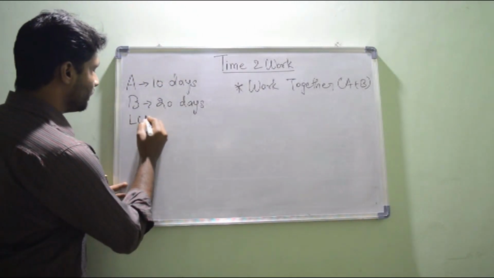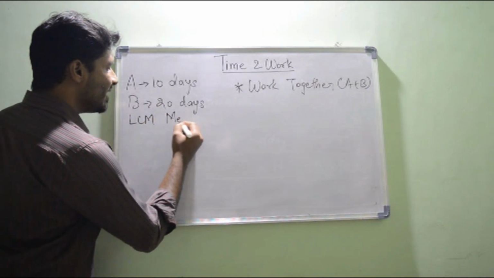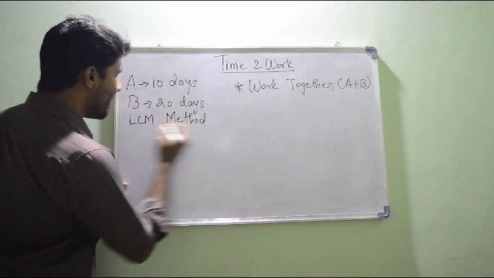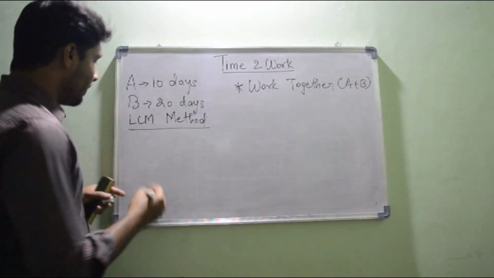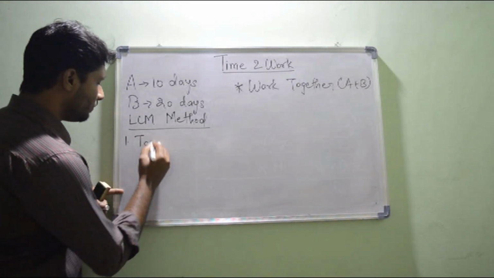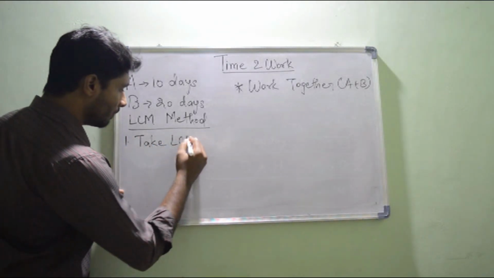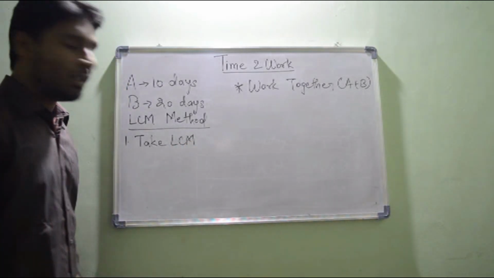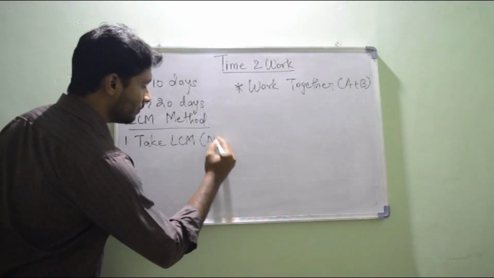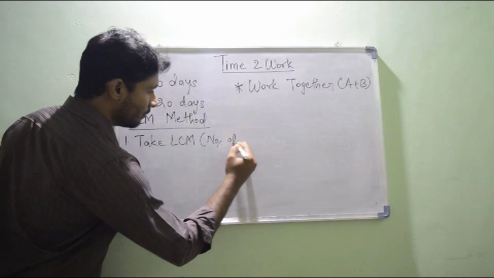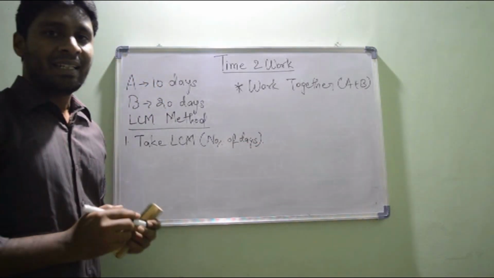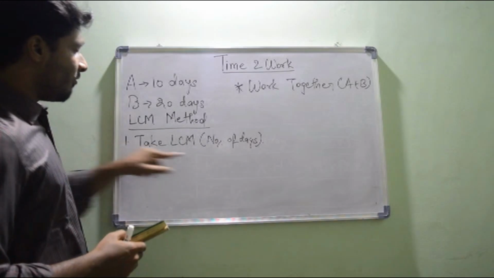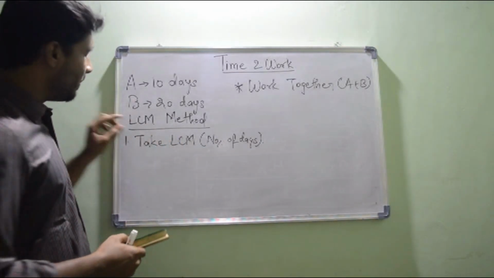So, the LCM method. When we come to the LCM method, there are only 3 basic steps. Within 3 steps I can get the answer. The first step is to take LCM, and we should take the LCM of the number of days. Got the point? Taking the LCM of the number of days is a very important step. This is my first step.